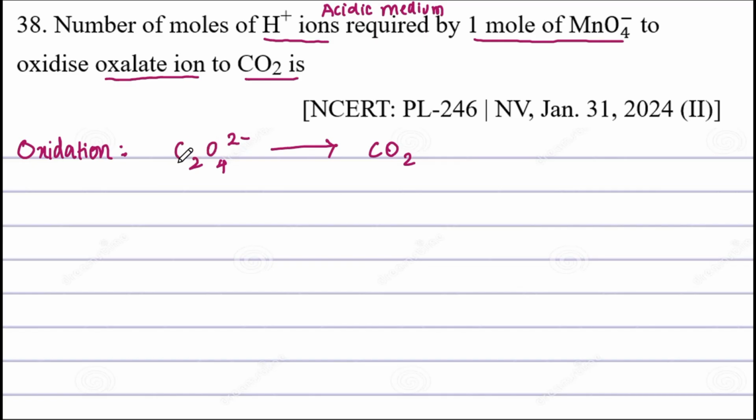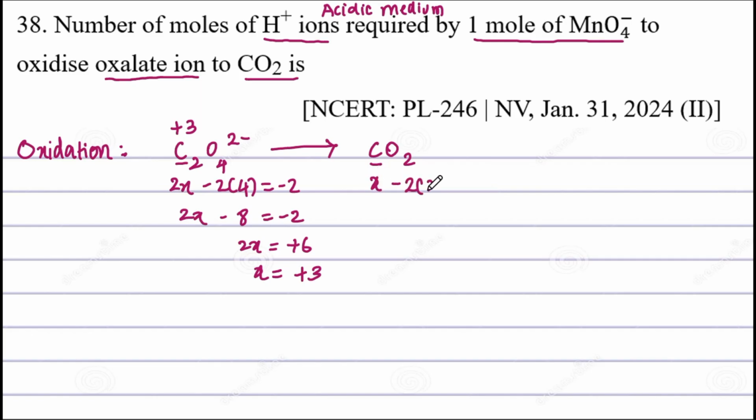First we will find the oxidation number of carbon in oxalate ions. 2x minus 2 into 4 equal to minus 2. 2x minus 8 equal to minus 2. 2x is equal to plus 6. X is equal to plus 3. So one carbon atom has the oxidation state of plus 3 in oxalate ion. Then in carbon dioxide, x minus 2 into 2 equal to 0. X minus 4 equal to 0. X is equal to plus 4. So obviously it is an increase in oxidation state, so it is called oxidation.